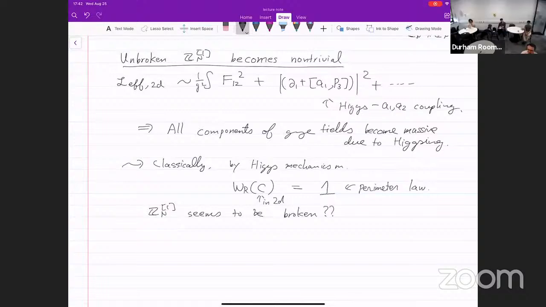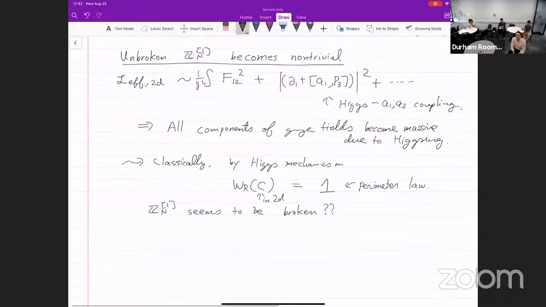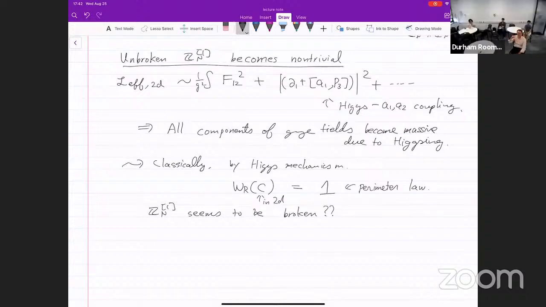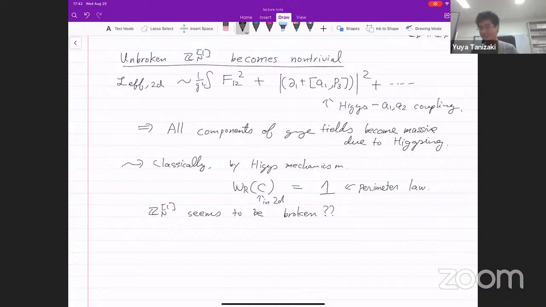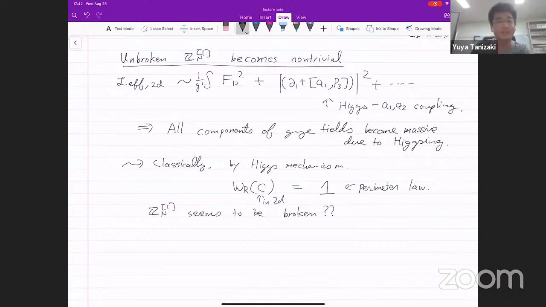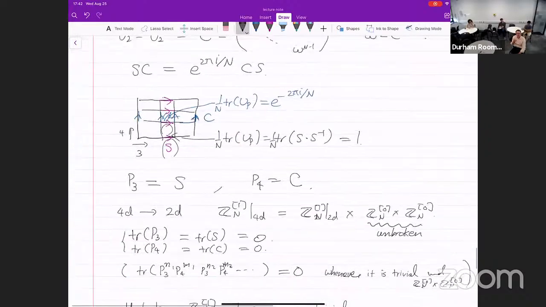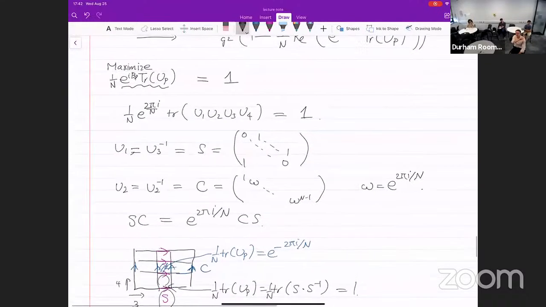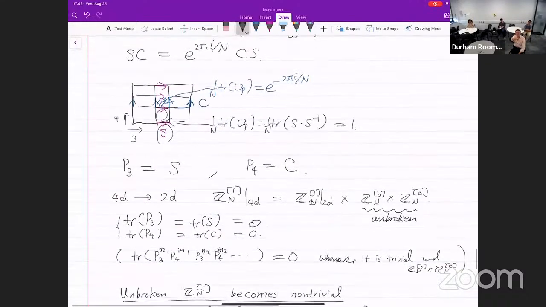You have a question, Yuya? Yes. So in order to put the 't Hooft flux through, you went via the lattice, which struck me as a little odd because you're dealing with the continuum field theory until then. P3 commutator P4 is the phase e^(2 pi i/N), and then you got to the S and C equations immediately. Is that right? Yes, exactly.